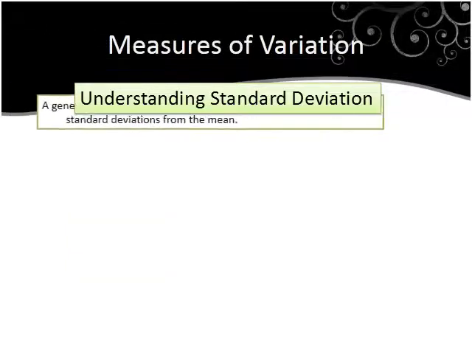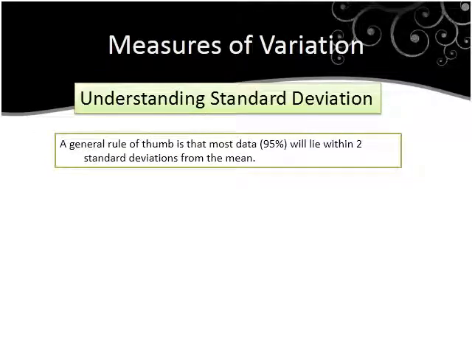A little bit to help us understand what the standard deviation is telling us, we have the general rule of thumb that most of the data lies within 2 standard deviations from the mean. That was the same idea as the general rule of thumb with the maximum usual value and the minimum usual value. But here we say it slightly differently: about 95% of the data will lie within 2 standard deviations from the mean.